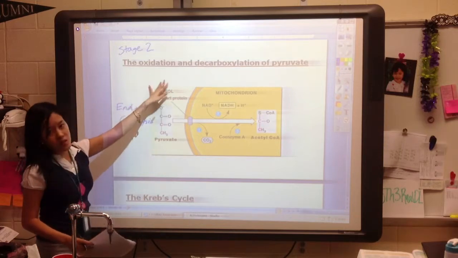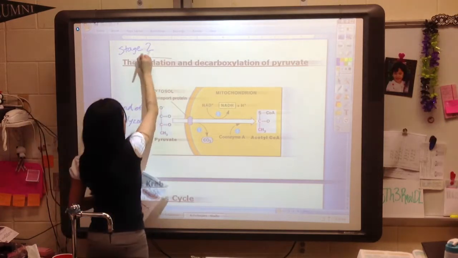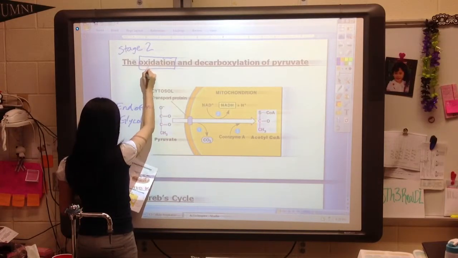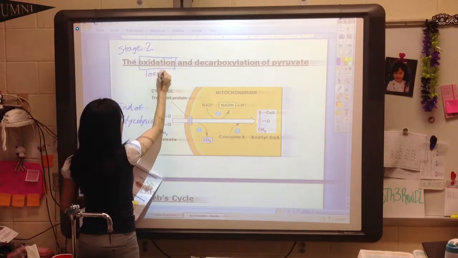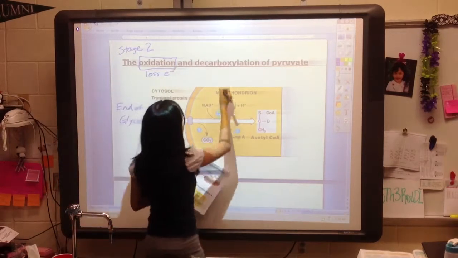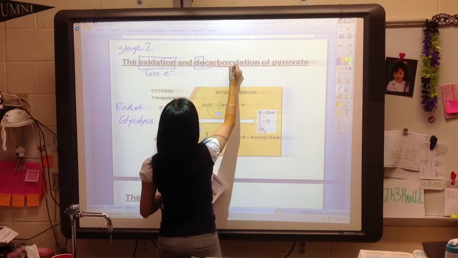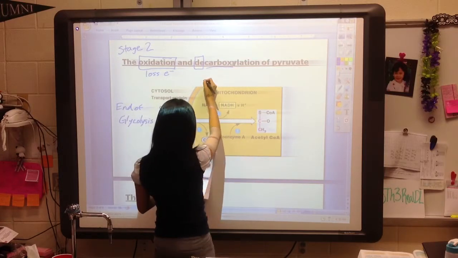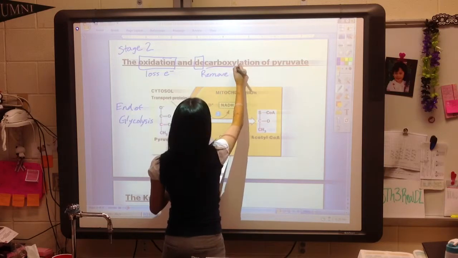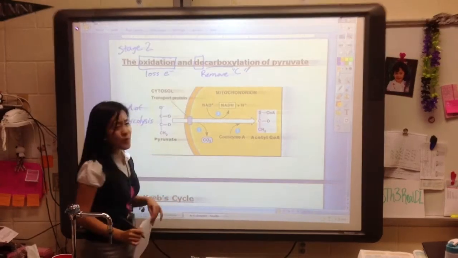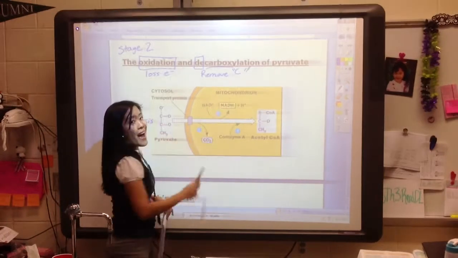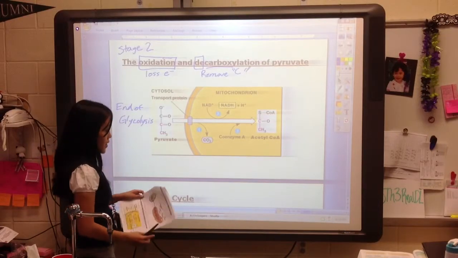Some things to notice in our title here. We have oxidation. What does oxidation mean? Hopefully you remember that this is the removal or the loss of our electrons. Decarboxylation. We're actually going to remove a carbon. And when we remove that carbon, we'll actually exhale that carbon as CO2, carbon dioxide.